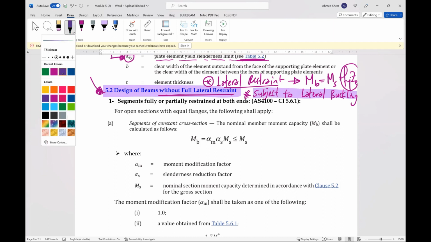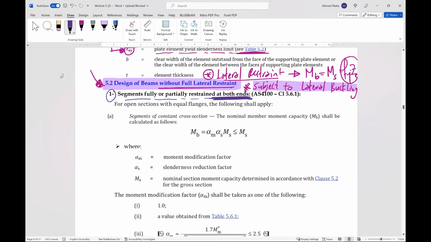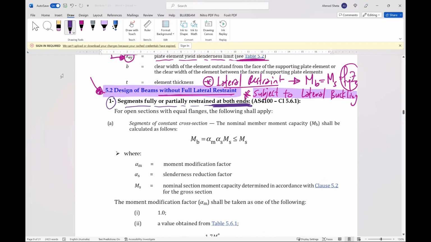So in this part, we have, firstly, segment fully or partially restrained at both ends. So we have the first case, segments laterally restrained at both ends, but not laterally restrained in the span itself. So if you have a beam like that, let's say this is an I-beam here. So you have support here and support here, and have the span.